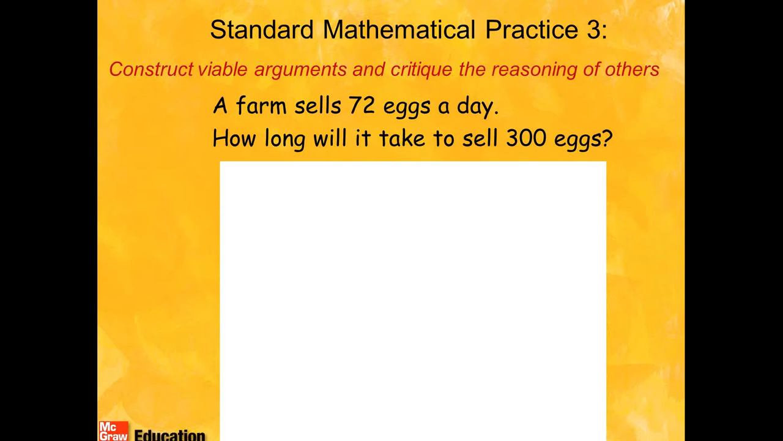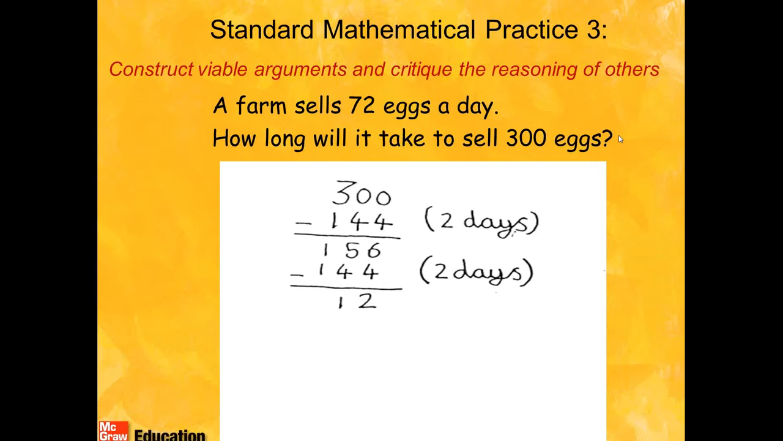I'm going to shift now to mathematical practice 3, in which we begin to construct viable arguments and critique the reasoning of others. And so what I just want to share with you is the idea of reasoning. In this one example, a farmer sells 72 eggs a day. How long will it take to sell 300 eggs?